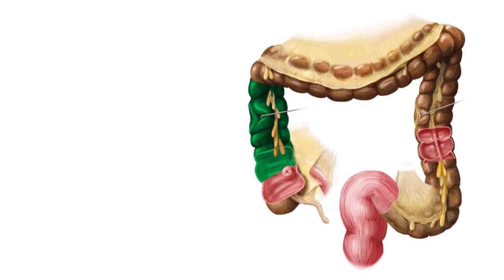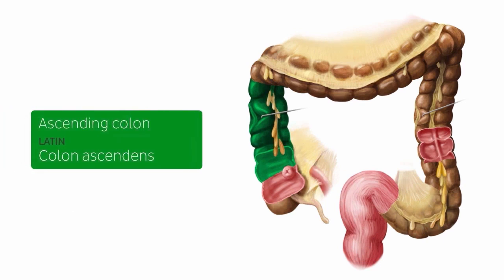The next part of the large intestine is the retroperitoneally situated ascending colon. It extends cranially from the cecum to the right colic flexure, otherwise known as the hepatic flexure, due to its proximity to the liver.